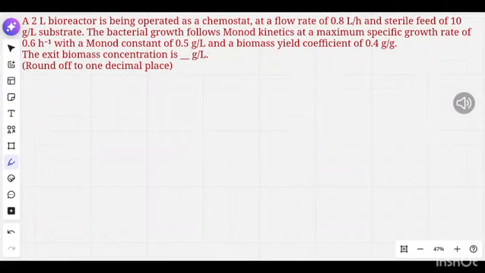Today, let's solve a classic bioprocess engineering problem involving a chemostat and Monod kinetics. This is a very common type of question in GATE and other biotech exams. So let's break it down. First, let's look at what the question gives us.